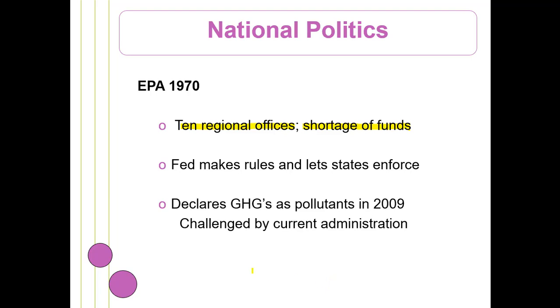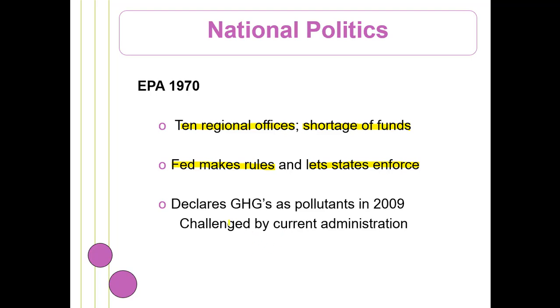And so our federalist system here, as we've seen in several other aspects of our society, the federal government makes the rules, but then lets the states enforce them. We'll look at how the money is split here in a minute, but that's a fairly common aspect of our federalist system. We want the federal government to centralize what the rules are and then let the states take care of that.